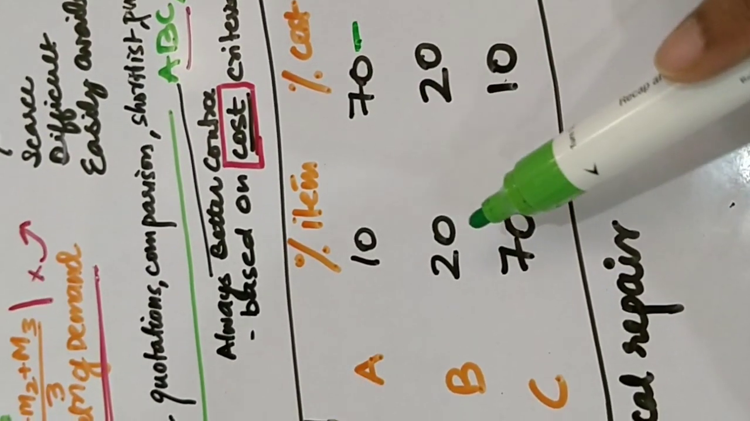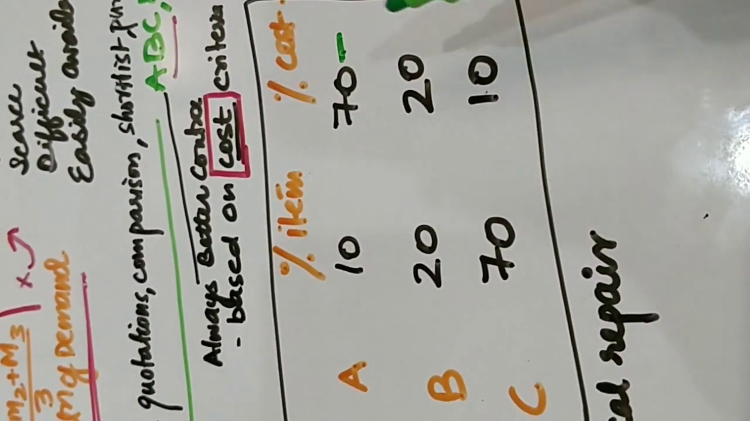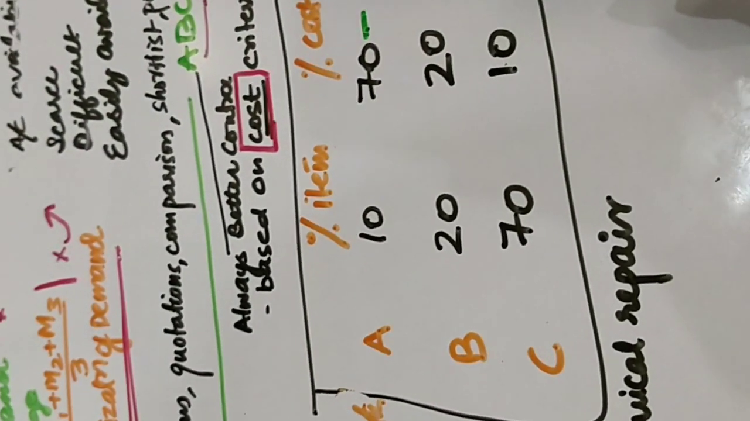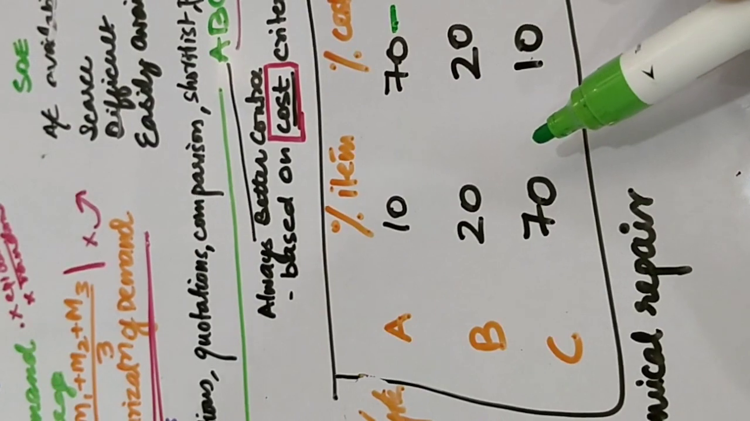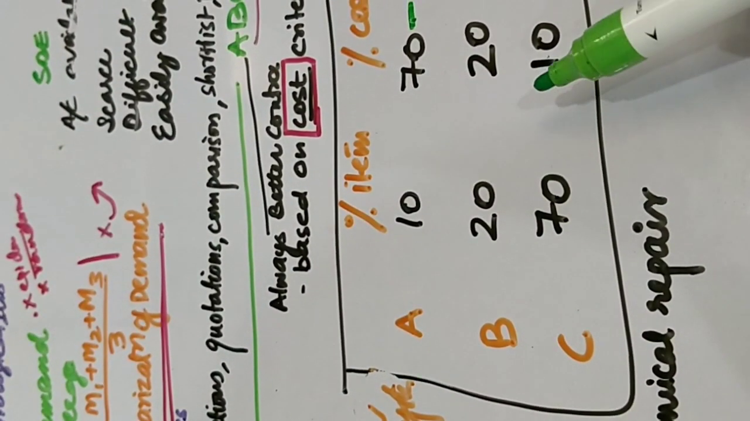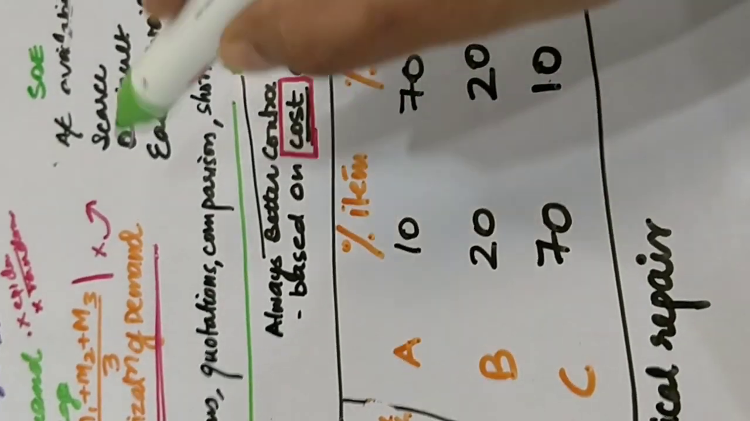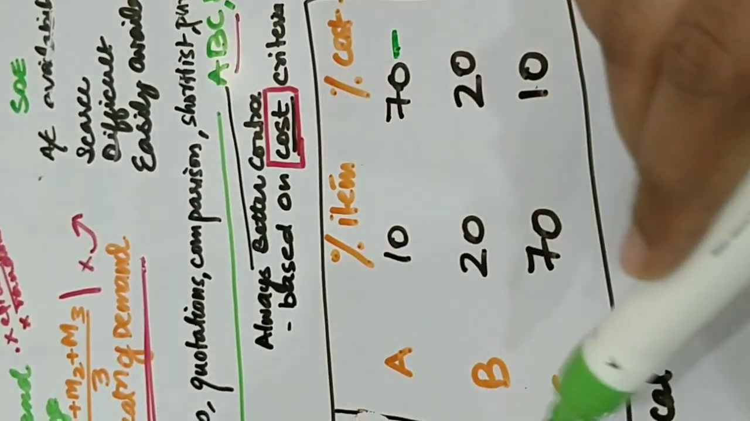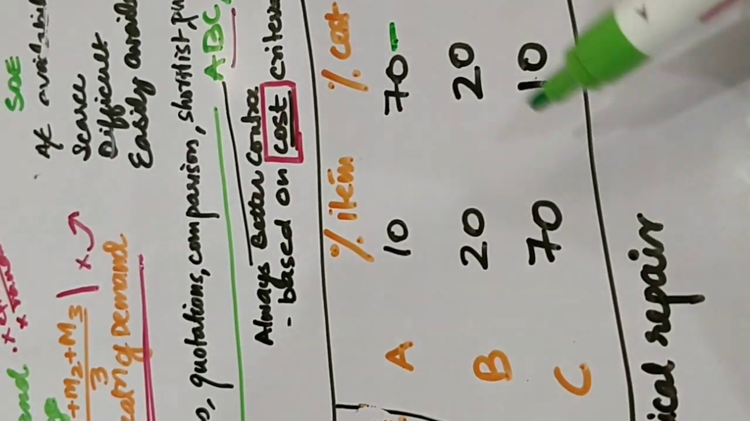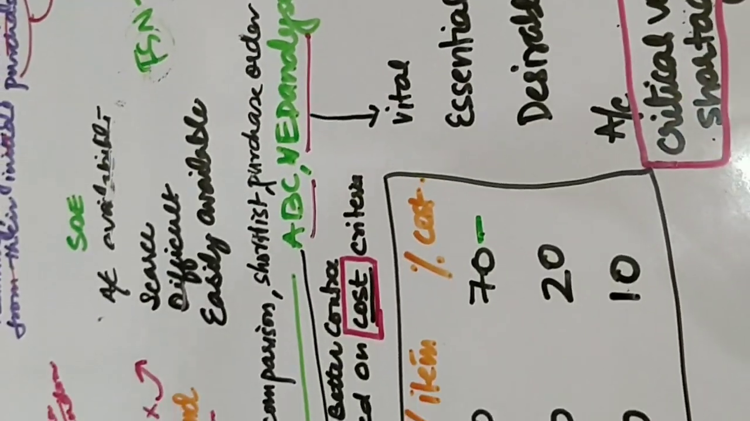Then B is where the percentage of items is 20 and the cost is also 20. C is where the percentage of items is more and the cost is less, like paracetamol, cetirizine. This comes as low cost to us, and this should be present in bulk amount with us, and the level of control can be lenient in this. So this is ABC analysis: A, B and C, percentage of items, percentage of cost, 10, 20, 70 and 70, 20, 10, okay.